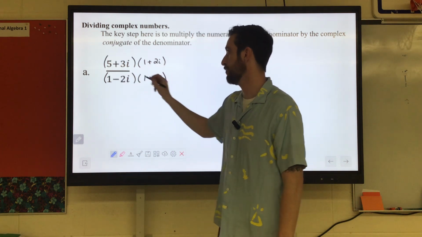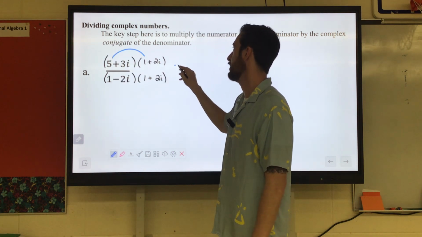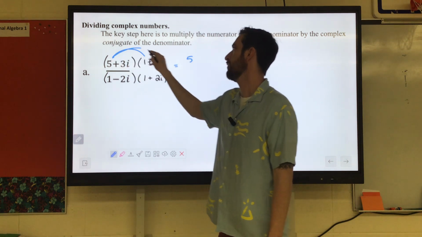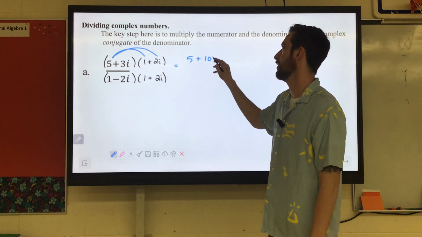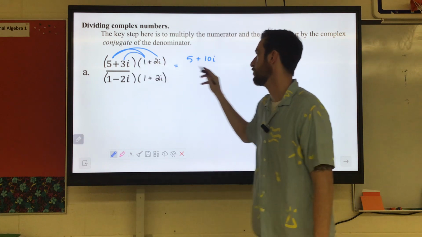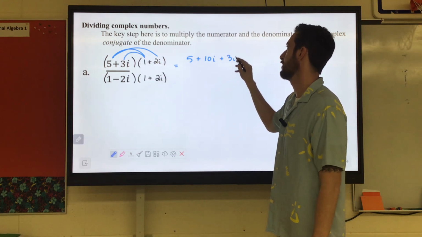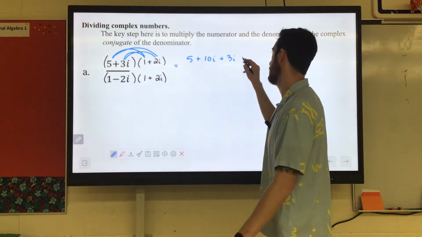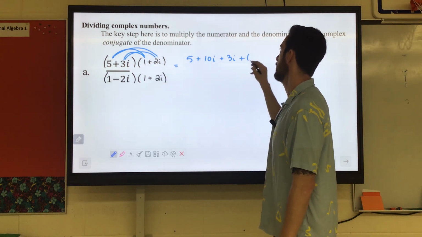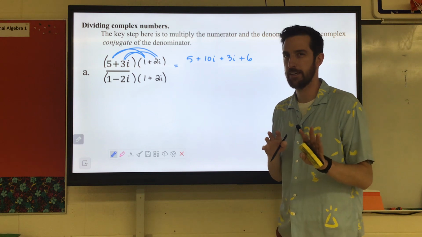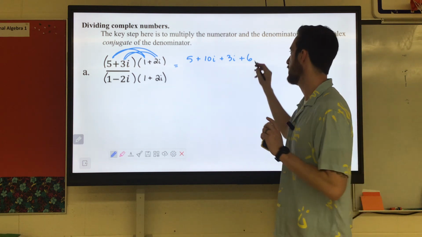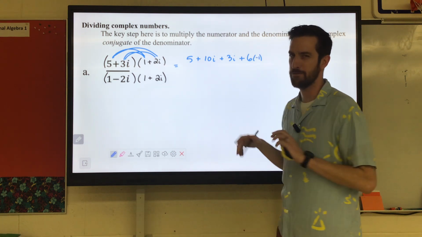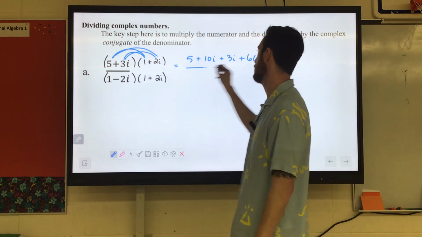So we got a FOIL up top. 5 times 1 is 5. 5 times 2i is 10i. 3i times 1 is 3i. And 3i times 2i is 6i squared. How about this? Here's how rebellious I'm feeling. 6i squared, I'm going to make it 6 times negative 1 because i squared equals negative 1.